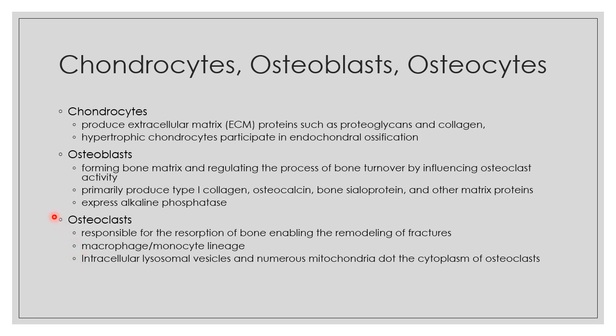Osteoclasts are also found in bone healing. They're basically responsible for resorption of bone, enabling the remodeling of fractures. They come from the macrophage monocyte lineage, and they have intracellular lysosomal vesicles and mitochondria that dot the cytoplasm of the osteoclast. The osteoclasts and osteoblasts form a relationship in terms of forming bone and in resorption of bone during bone healing and remodeling.